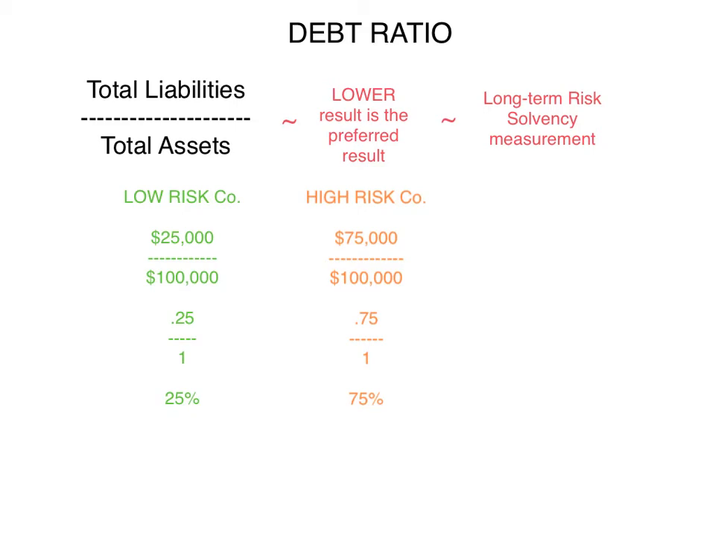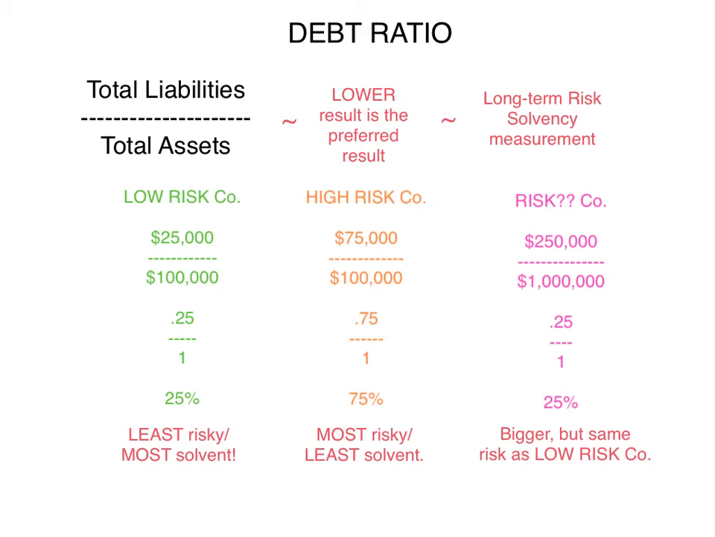So now we are going to conclude on the numbers we have found. We would say that low-risk company is the least risky or the most solvent because they have the lowest debt ratio, whereas high-risk company is the most risky or the least solvent because they have a 75% debt ratio.